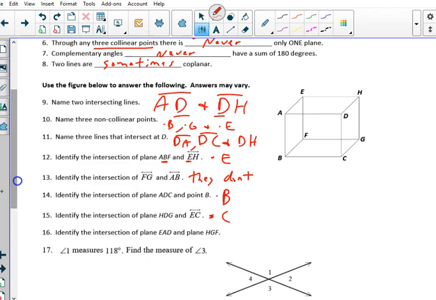Identify the intersection of plane EAD. Let's see what it is. EAD. That's the top of the box. And the plane HGF. HGF, that's the back of the box. Where do they meet? At line segment EH.